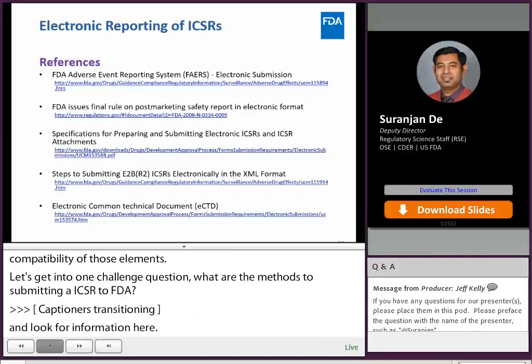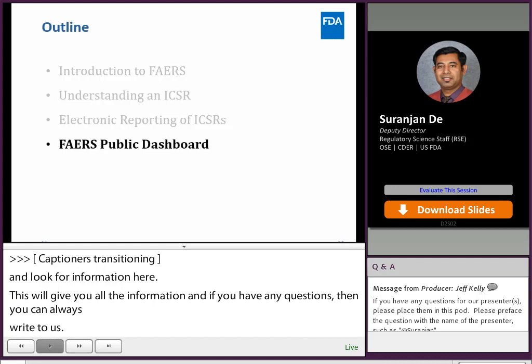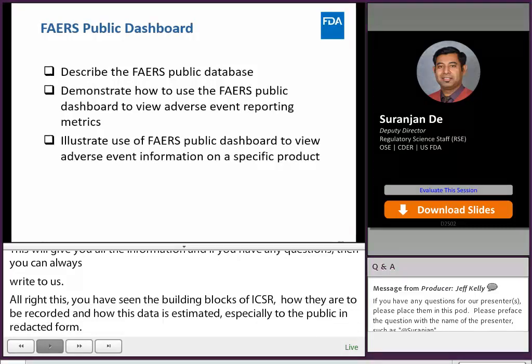All right. So with this, we have now seen what FAERS is, the building blocks, the ICSRs, how they are to be reported, and now how this data is disseminated, especially to the public in a redacted form. What we're going to learn from the public dashboard: we'll describe the FAERS public dashboard, demonstrate how to use it to view adverse event reporting metrics, and how to look for information on a specific product.